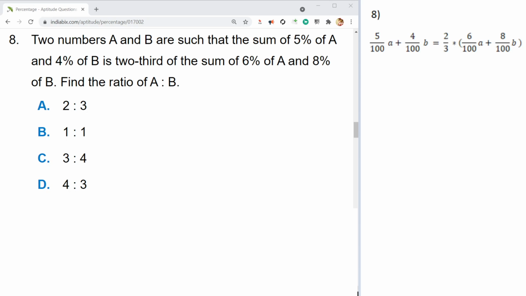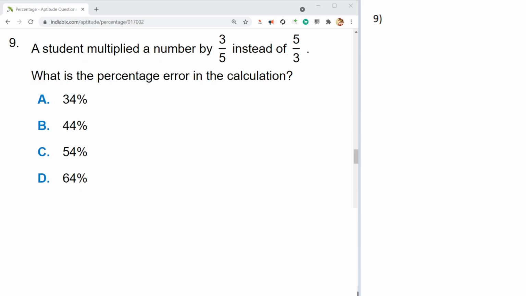A is to B. On both sides, if you multiply with 100, we get 5A plus 4B equals 2 by 3 into 6A plus 8B. If we simplify further, 15A plus 12B equals 12A plus 6B, which means 3A equals 4B. So A by B equals 4 by 3, which is option D. Option D is correct. Let's see problem number 9.